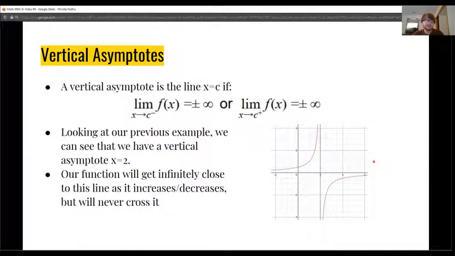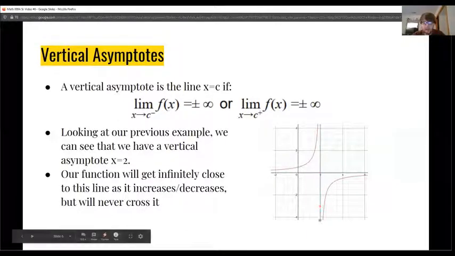Vertical asymptotes. A vertical asymptote is a line x equals c if the limit as x approaches c from the left of f of x is equal to positive or negative infinity, or the limit from the right is equal to positive or negative infinity. An example of this is looking at our previous example. We have a vertical asymptote at x equals 2. This is where our limit is equaling negative infinity on the right and infinity on the left. So you can go ahead and draw this line x equals 2 right here.